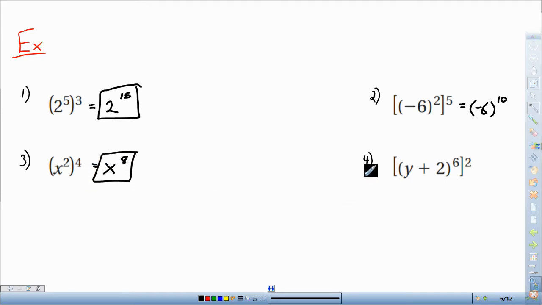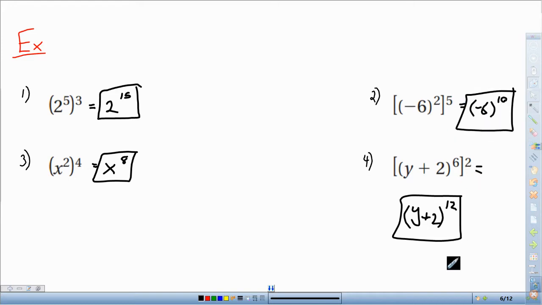And then last thing over here, again, don't let this stuff throw you off. This y plus 2 is just the base. What really matters is this, the power of a power. So we're going to do 6 times 2, and we're going to get a power of 12 here. So I'm going to write it down here. This is going to be written as y plus 2 to the power of 12. So those are your answers here. Let's put boxes around all of them. Power of a power, multiply, pretty easy stuff.